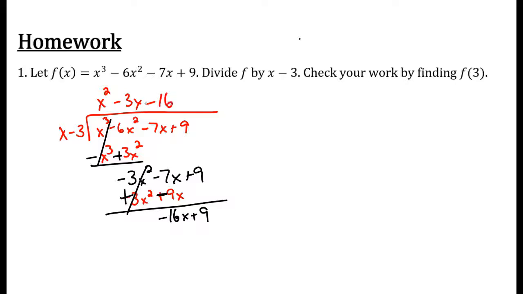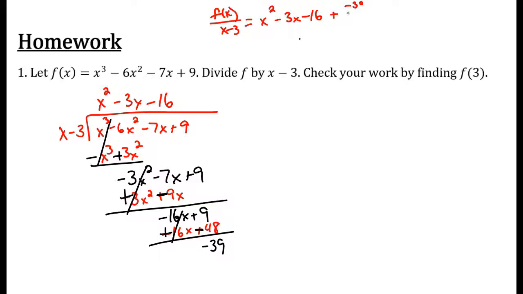And one last time, negative 16 times x is negative 16x, and negative 16 times negative 3 is plus 48. Change my signs to subtract, and I'm left with 9 minus 48, and going to my calculator just so I'm sure I'm right, 9 minus 48 is negative 39. So when I divide f of x over x minus 3, it is equal to x squared minus 3x minus 16 plus remainder over divisor. So that's what I get when I divide.